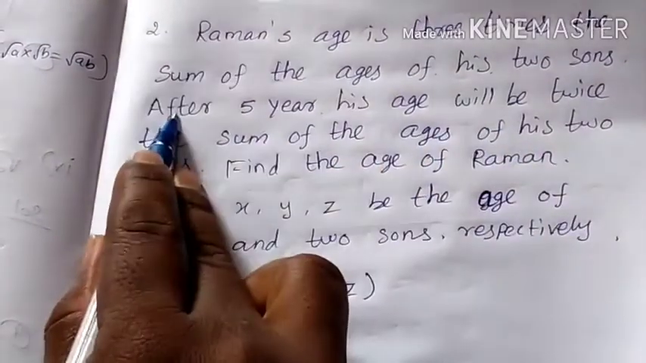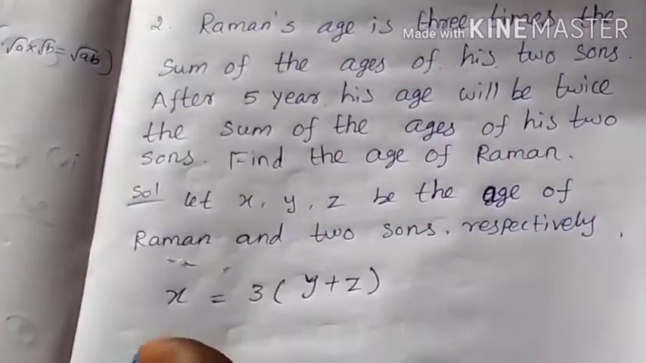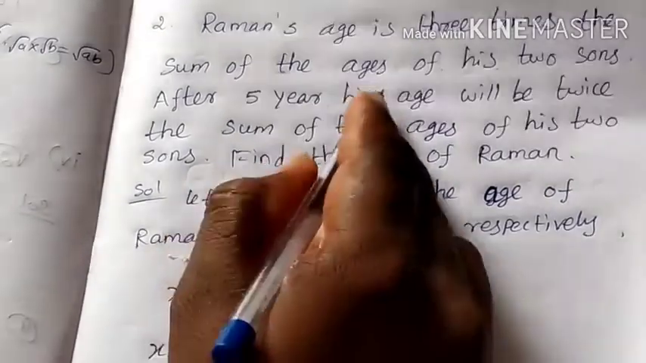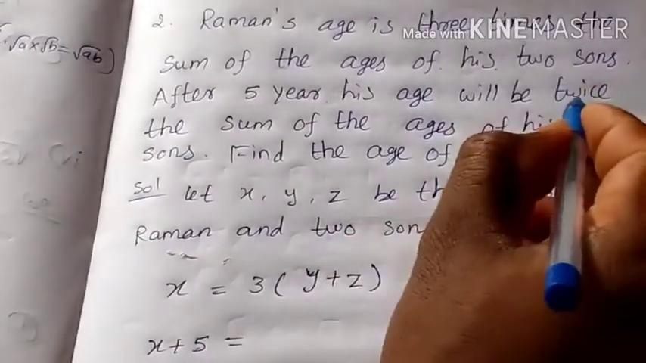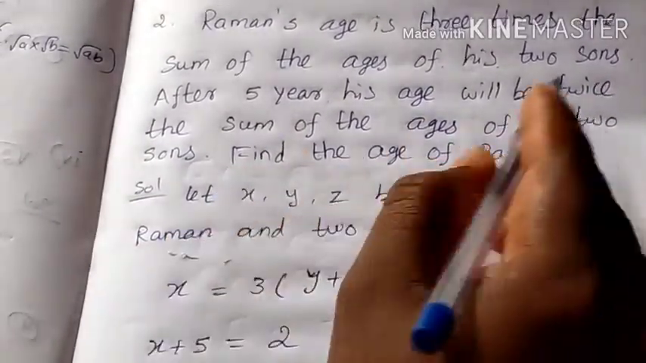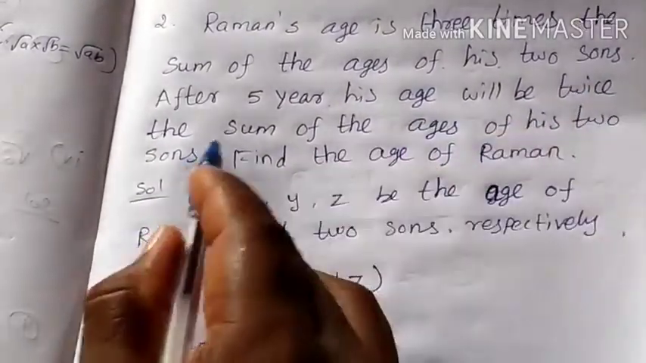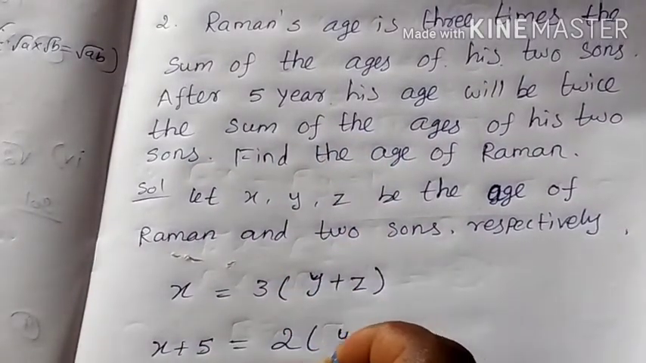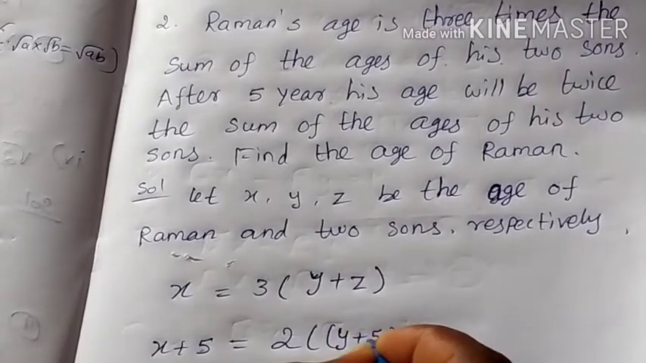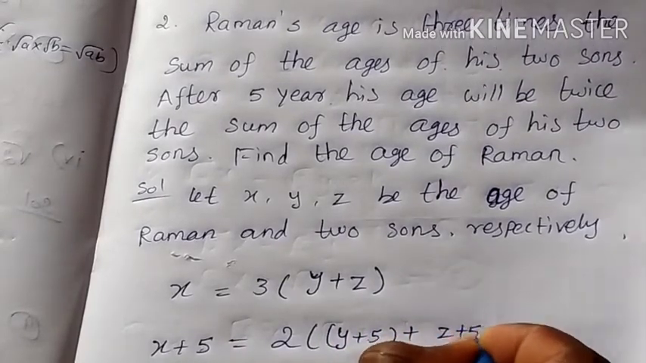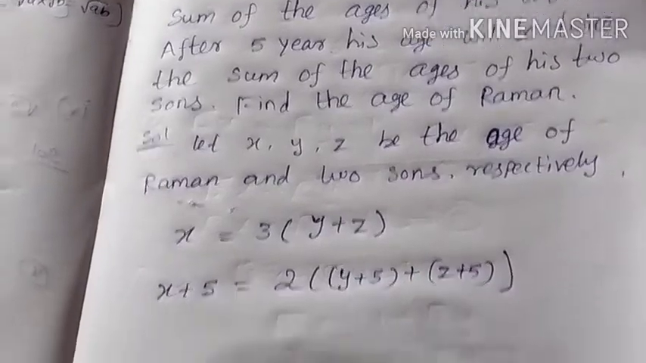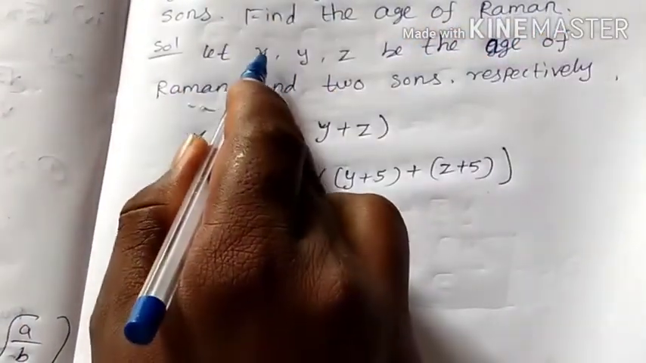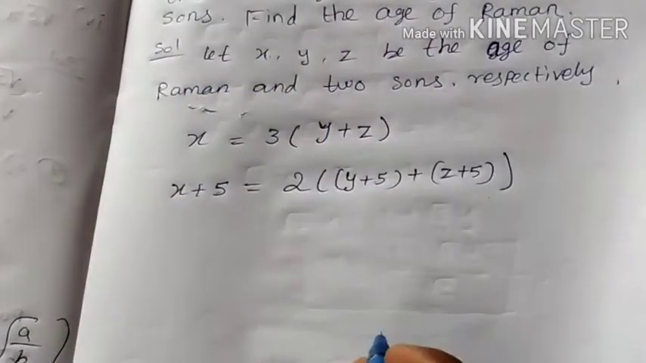Then after 5 years, x plus 5. After 5 years, his age will be twice the sum of the ages. Twice means 2 times. So after 5 years, the sons' ages also increase by 5, so y plus 5 plus z plus 5. This is the second condition. Find the age of Raman. We want to find the value of x.